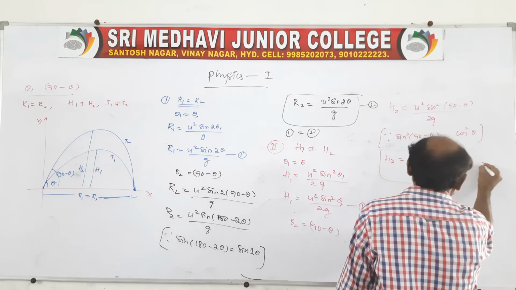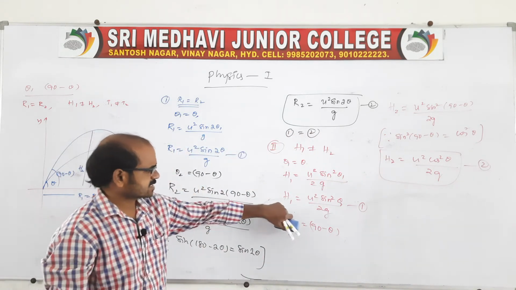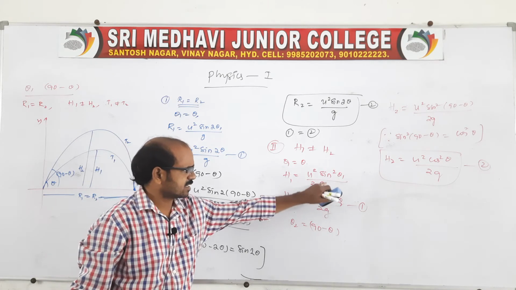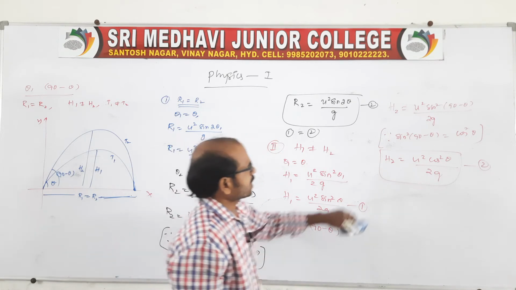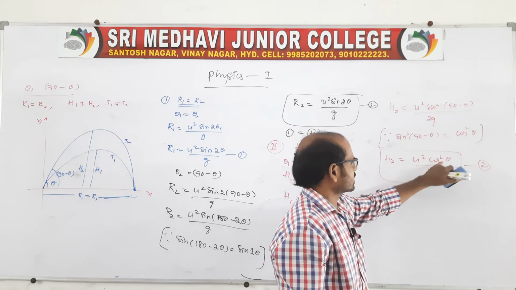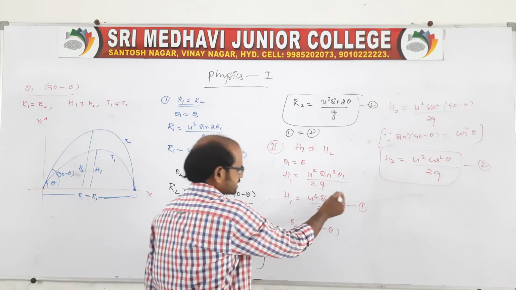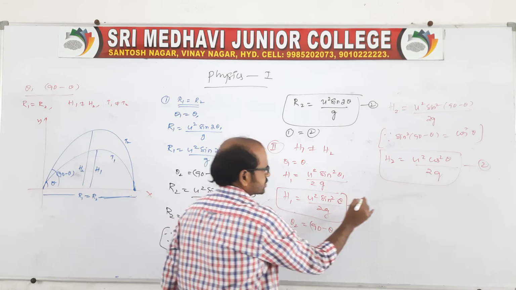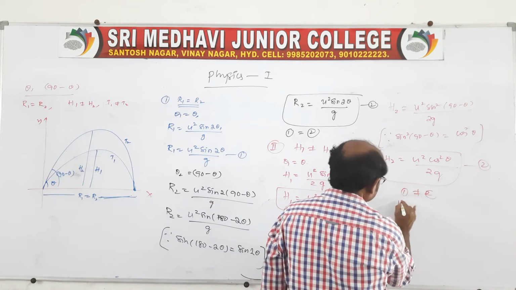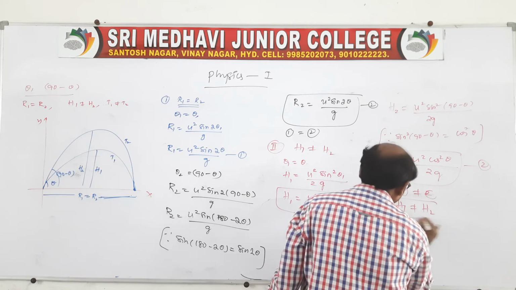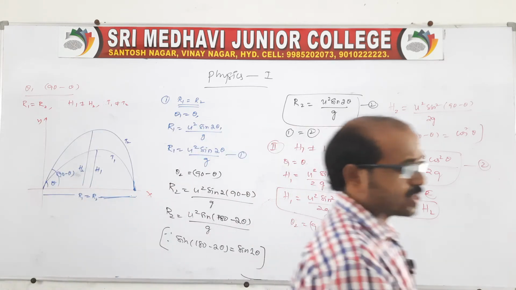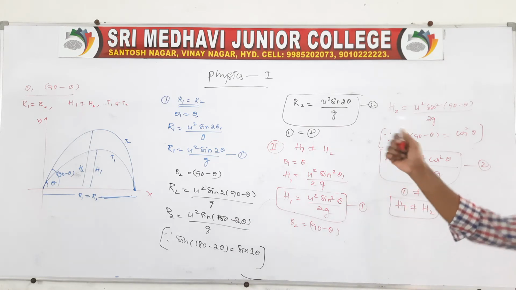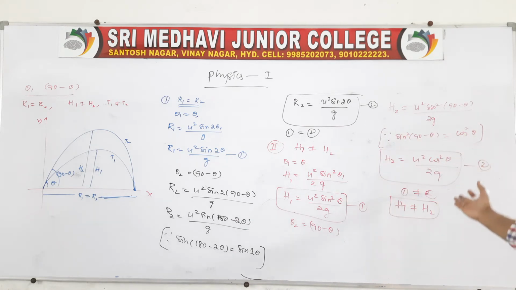Look at both expressions 1 and 2. h1 is u square sine square theta by 2g, and in this case h2 is equal to u square cos square theta by 2g. Is it equal? Clear? So from 1 and 2, h1 is not equal to h2, we can say. See, this is the second proof: the maximum heights are not equal. So we can say ranges are same, but maximum heights are different.